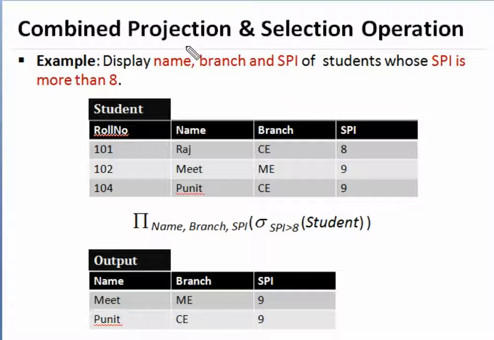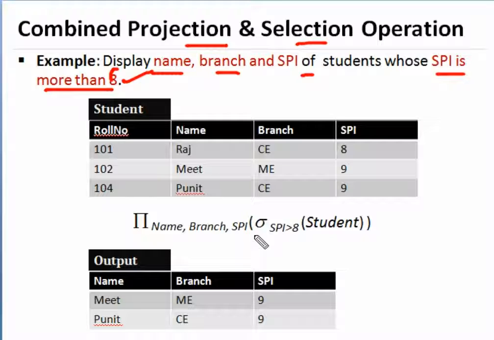Here we again have a combination of selection and projection. Display the name, branch and SPI of students whose SPI is more than 8. As I already told you, first we will apply the selection operation for filtering the data. Which kind of filtered data do we need? SPI should be more than 8. So for that we have a selection operation.